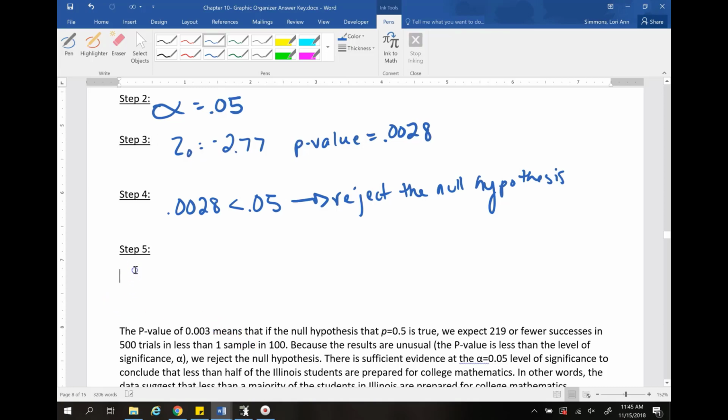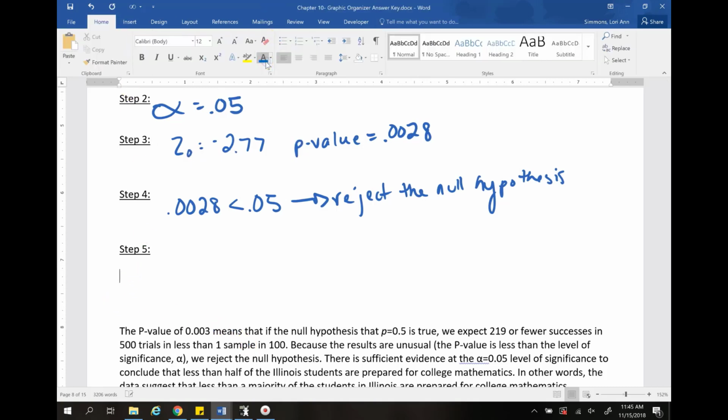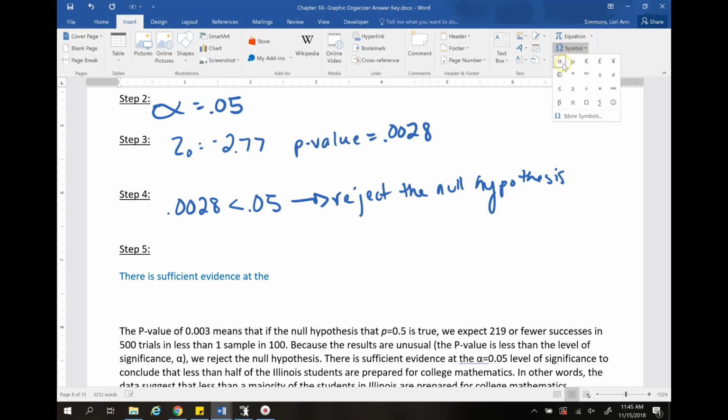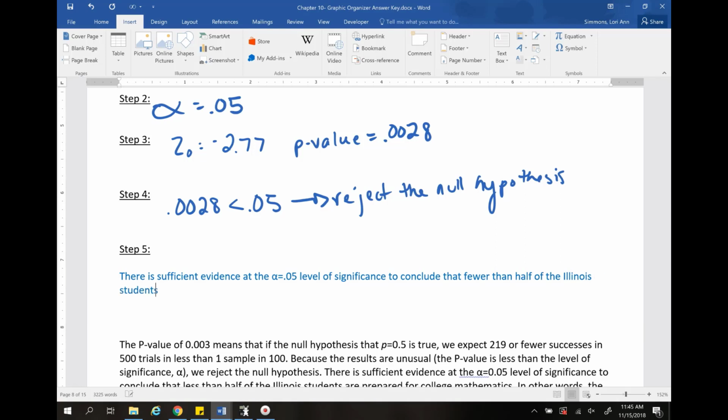Step 5 is to state the conclusion. There is sufficient evidence at the alpha equaling 0.05 level of significance to conclude that fewer than half of the Illinois students are prepared for college mathematics.